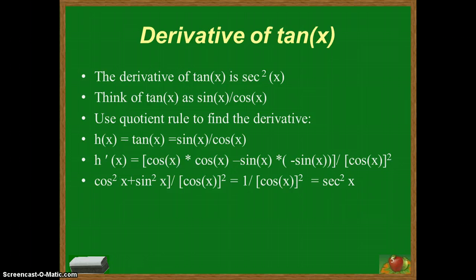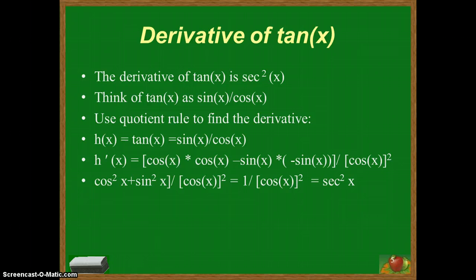The top of this expression simplifies to be cosine squared of x plus sine squared of x, and that would be divided by cosine of x quantity squared. You may remember the trig identity that says cosine squared plus sine squared equals 1, so the numerator simply becomes 1, divided by our bottom, which is cosine squared of x. 1 over cosine of x is the secant x, so this fraction would simplify to secant squared of x, and that would be the derivative of tangent of x. Pretty easy.